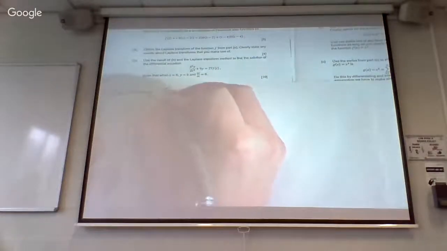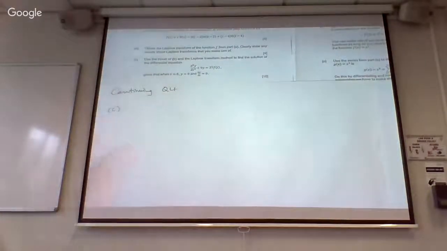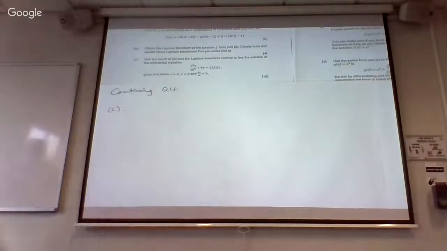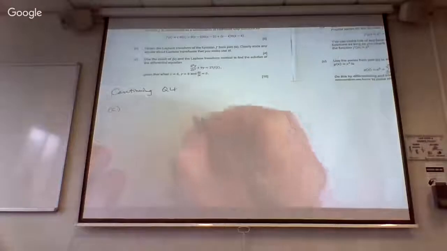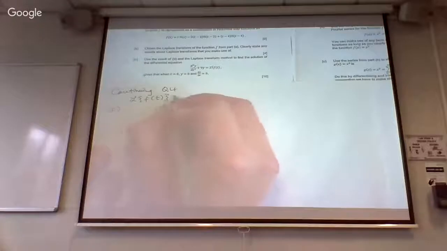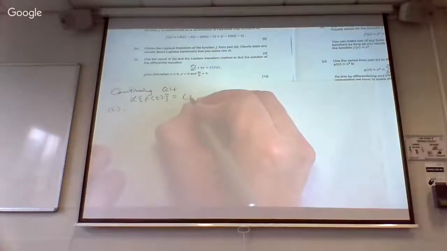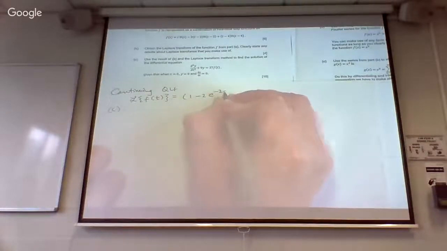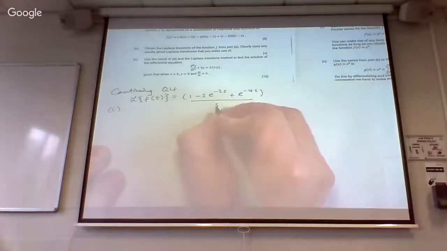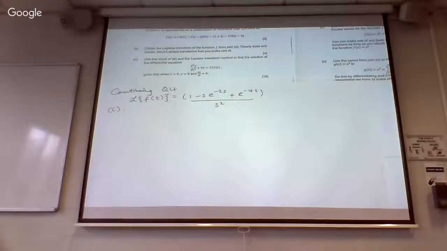So continuing question 4, we're about to do part C. We just need to recall the result we had from part B, which was that the Laplace transform of this function f, and I remember what it was, is (1 minus 2e^(-2s) plus e^(-4s)) over s squared. Wasn't that it? Is that our Laplace transform of function f? Yes. Yeah.